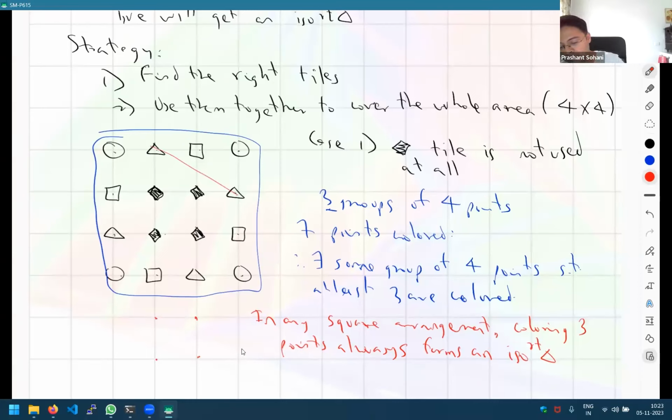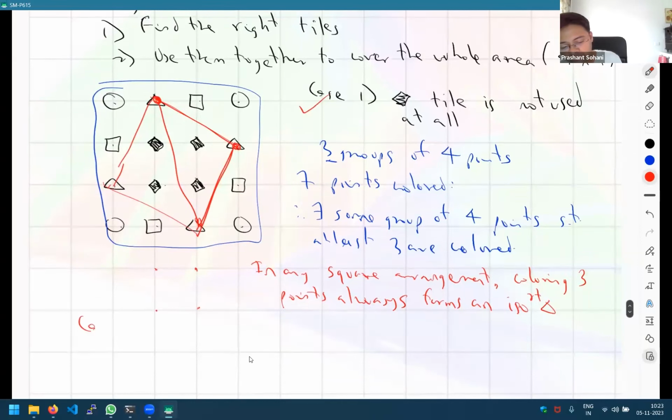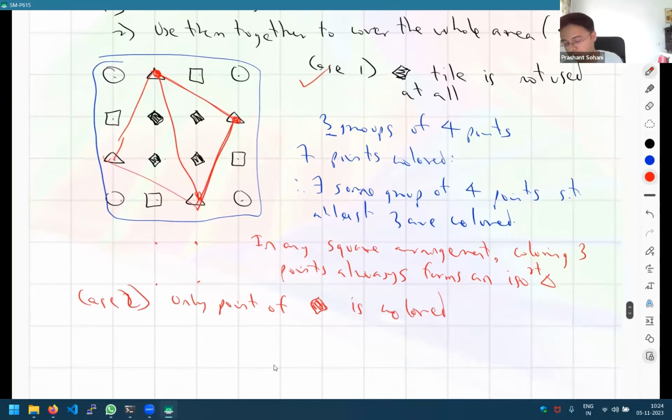And so, for example, suppose this is the group out of which you color any 3 points, you are guaranteed to form an isosceles right angle triangle. Okay. So this is probably the easiest case to deal with, where the central region is not used at all. What if? So similarly, you have to consider other cases. So case 2, only 1 point of the central region is colored. Or actually, I will make the case that at least 1 point.